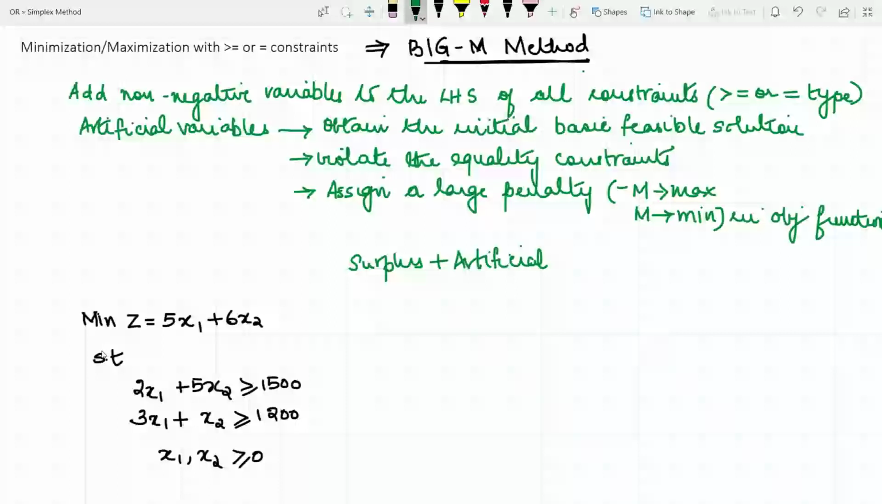Okay, so we will change this. How can we write this? 2x1 plus 5x2. The left hand side is big, so we are going to deduct something. That is the first surplus variable, s1. Plus a1, an artificial variable, equal to 1500. Now 3x1 plus x2 minus s2 plus a2 equal to 1200.